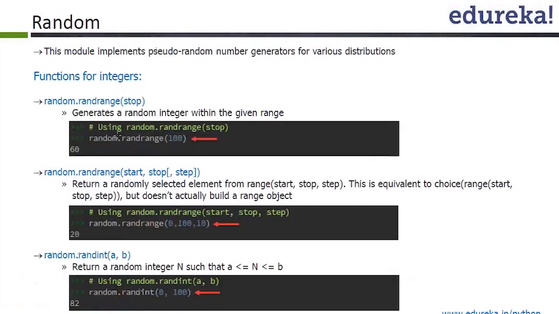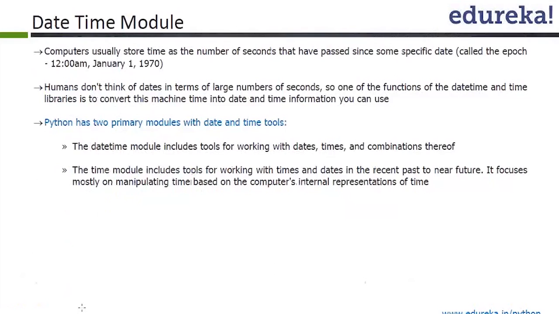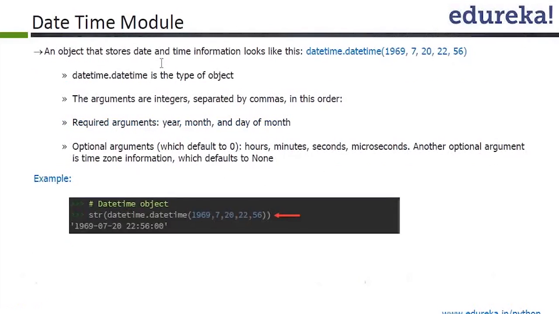Random range: if you want to generate a random number from 100 values, it just gives you randrange, and it's again start, stop, step. So it'll give you 20. This can give you any value from 0 to 100, but one which will be a multiple of 10. A random integer. Then there's the datetime module as well.